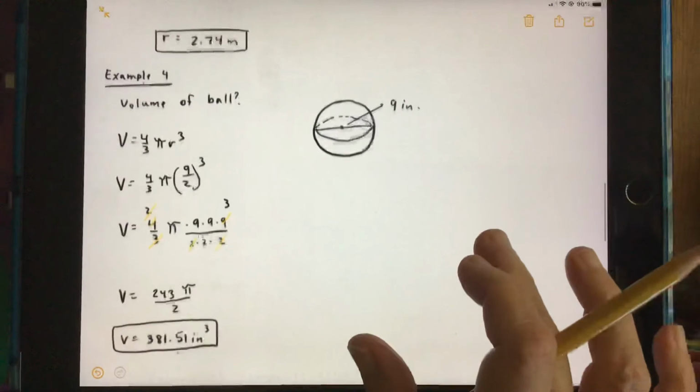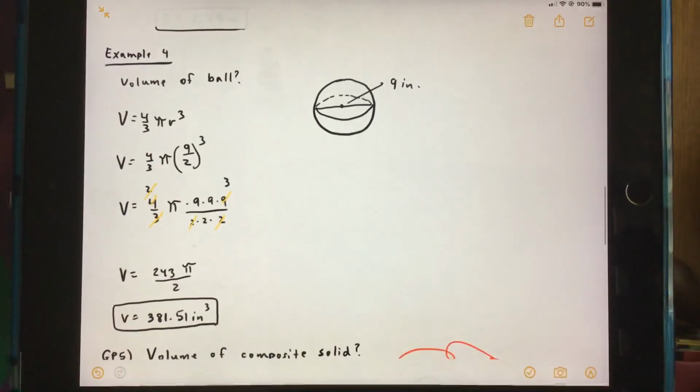All right, example 4. Now we'll move into practicing with using the volume of a sphere to answer some questions. And in fact, on this first problem, that's what we're doing. We're finding the volume of the sphere. This is a ball that they show you in your textbook. It's a soccer ball, I think.